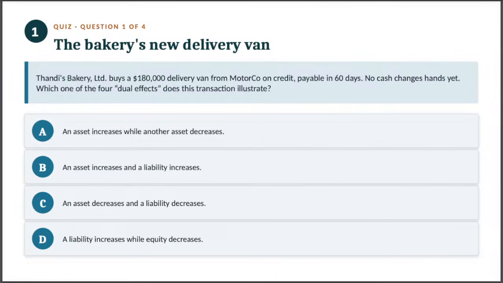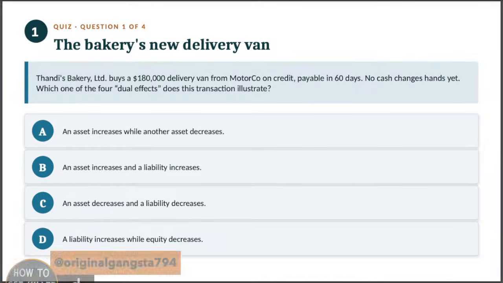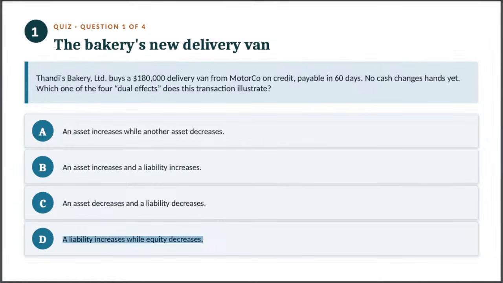Anyone want to take a try at question 1? Put in the number, followed by the letter of your choice. Original Gangsta 794 says E. All right, we got a D for, I think, number 1. Definitely put in the number, so that if you want to change your answer you can. Not a Taliath says 1D. All right, so we got 1D, a liability increases while equity decreases.